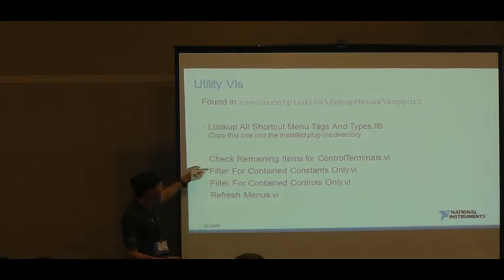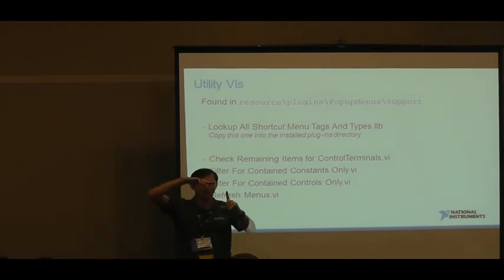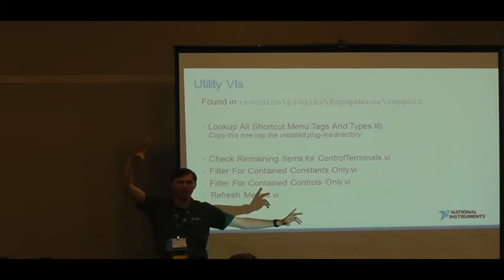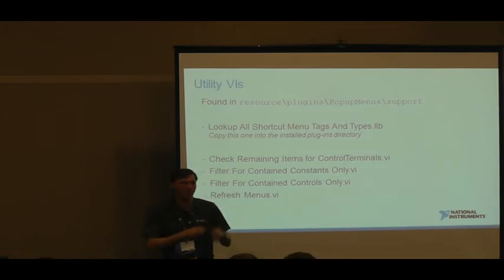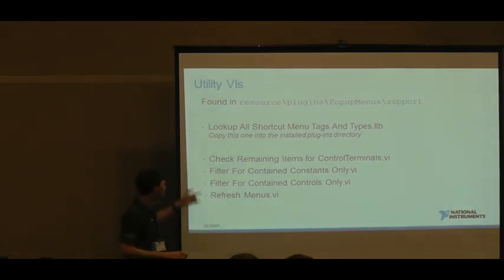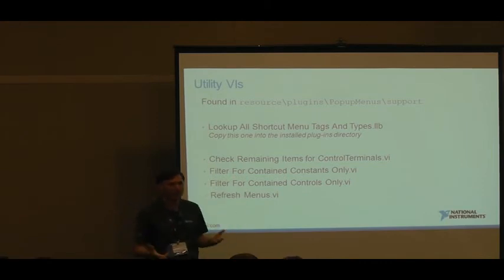Filter for the contained constants only. When you right-click on a string inside an array, inside a cluster, inside an array, this will get you the one that is only the innermost one, because all of those will show up in the list. Sometimes you want to figure out which one is the deep one that you actually clicked on. Similarly, filter for contained controls, same thing on the front panel. Refresh menus: if you write a VI package manager that's going to install some of these tools, you may want to call that in your post build.